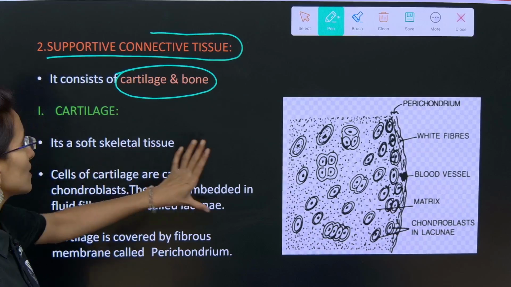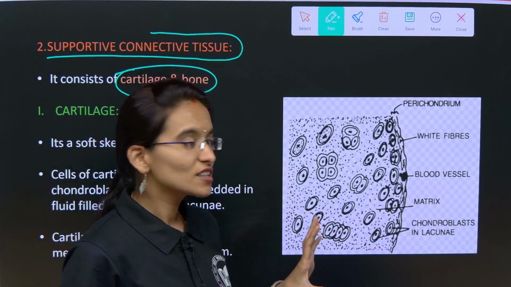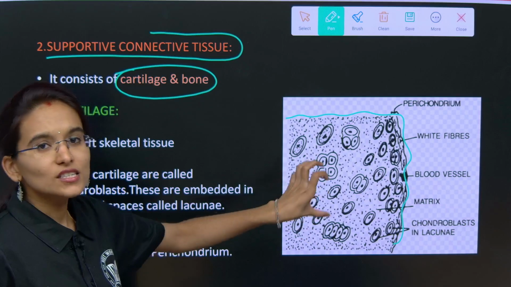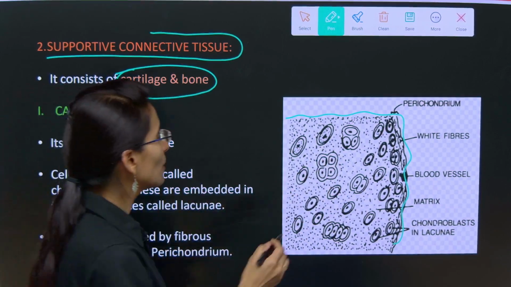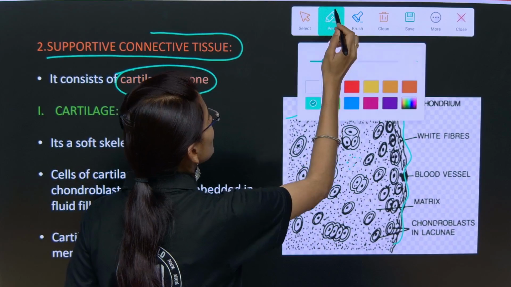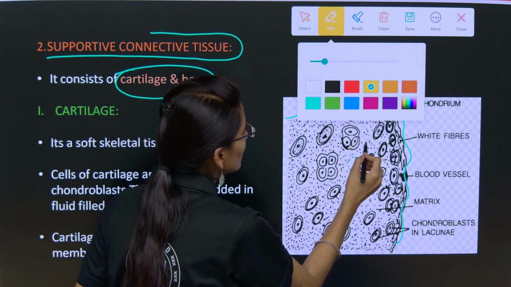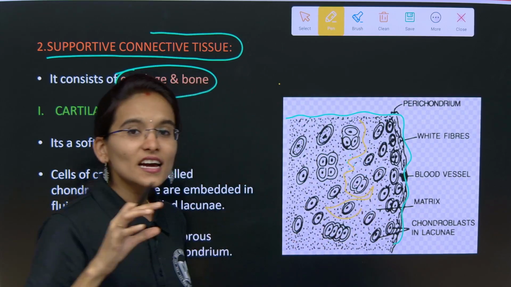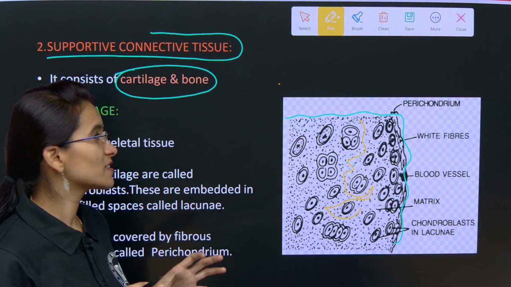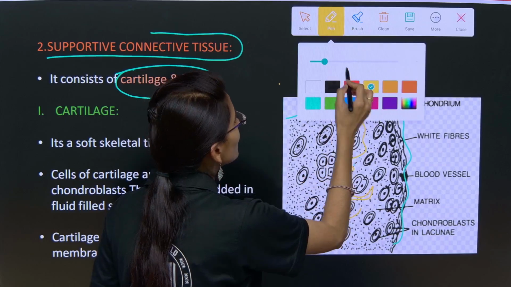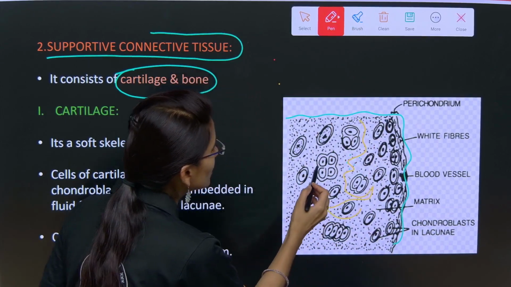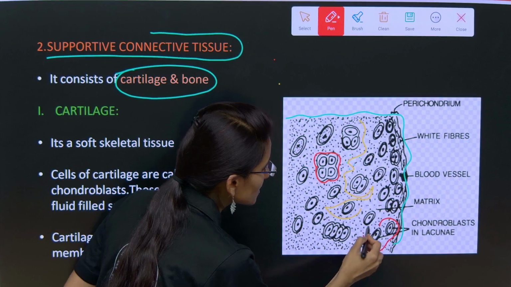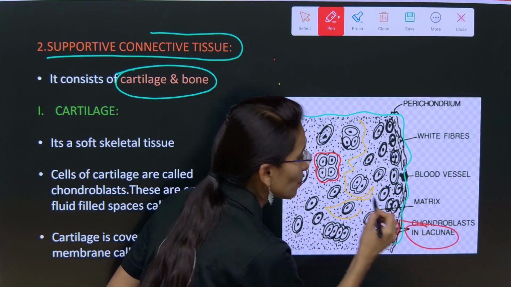See here, the cartilage is a skeletal tissue. This is the structure of the cartilage. The cartilage contains a matrix which is semi-solid in nature. Inside the matrix we have fluid filled spaces. Clear? Those fluid filled spaces are called lacunae.